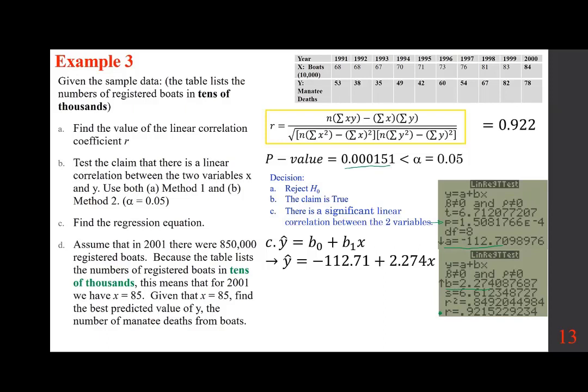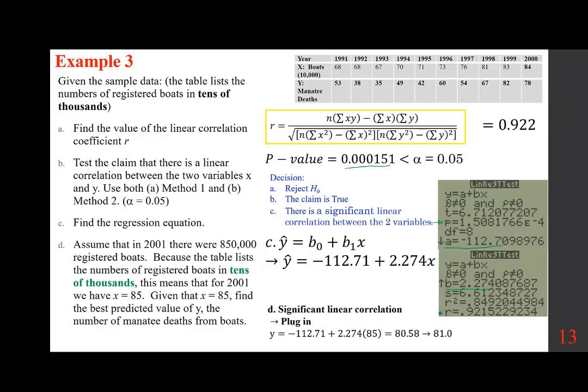And the last part, because the correlation is strong and because we rejected H0 and said there is a correlation, we simply, instead of using y bar, use the regression equation and plug in the value, and it becomes 81. So if we have 850,000 registered votes, we expect 81 manatee deaths. So that is using technology.